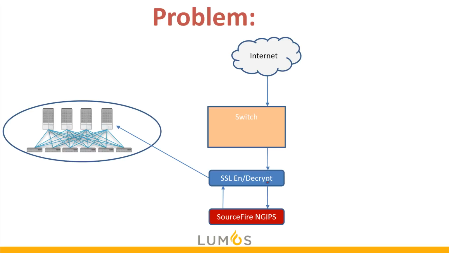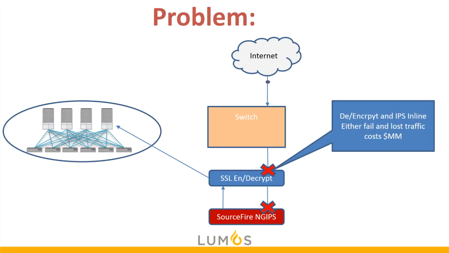So essentially, they had traffic coming in through their switch from the internet, hitting their SSL decryptor, and then going through their SourceFire next-gen IPS. They had an issue where their SSL decryptor essentially stopped passing traffic. And they also wanted, just in case, let's say the SourceFire or any sort of IPS stopped passing traffic, some sort of a bypass mechanism. At this point, there's a loss in traffic that ended up costing them millions of dollars.